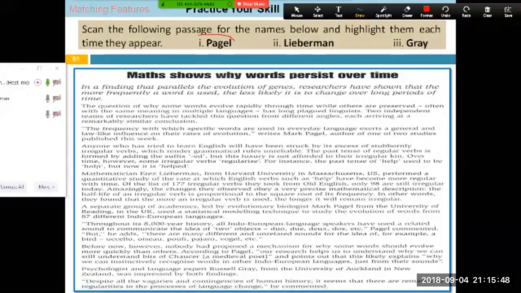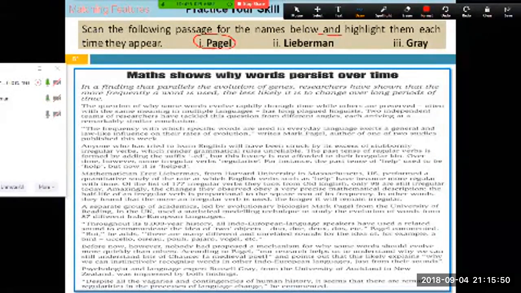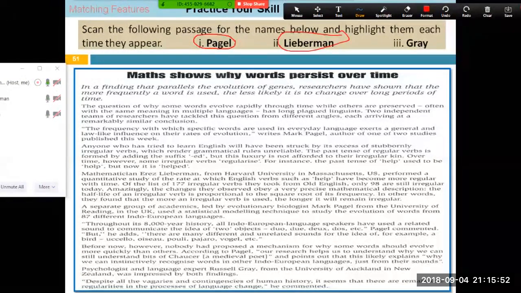Now, I hope you guys have read this passage. There are 3 names: Pagel, Lieberman, and Gray. I hope you've learned it and you have studied it and you understood it. But let me summarize and give you some idea of the passage. This passage is about findings of 2 different studies.